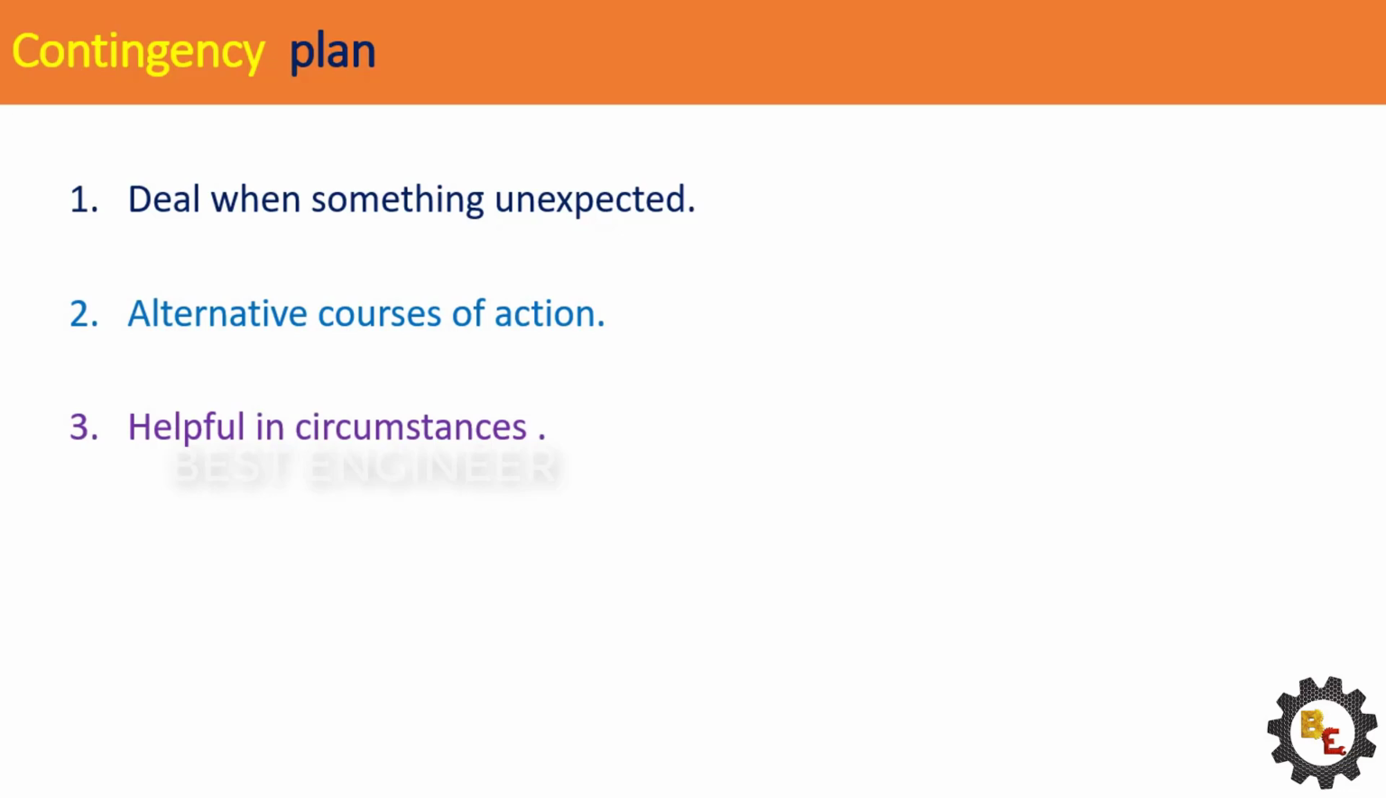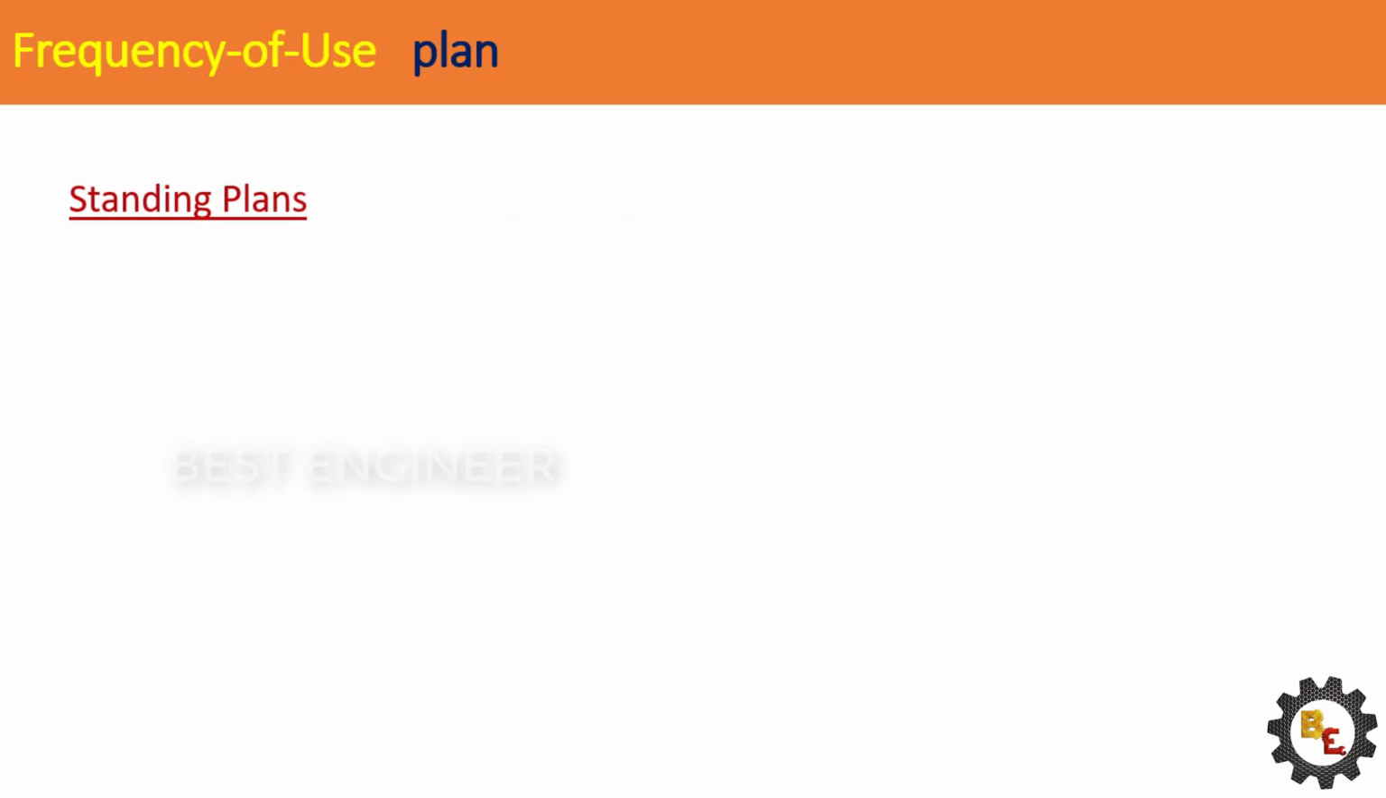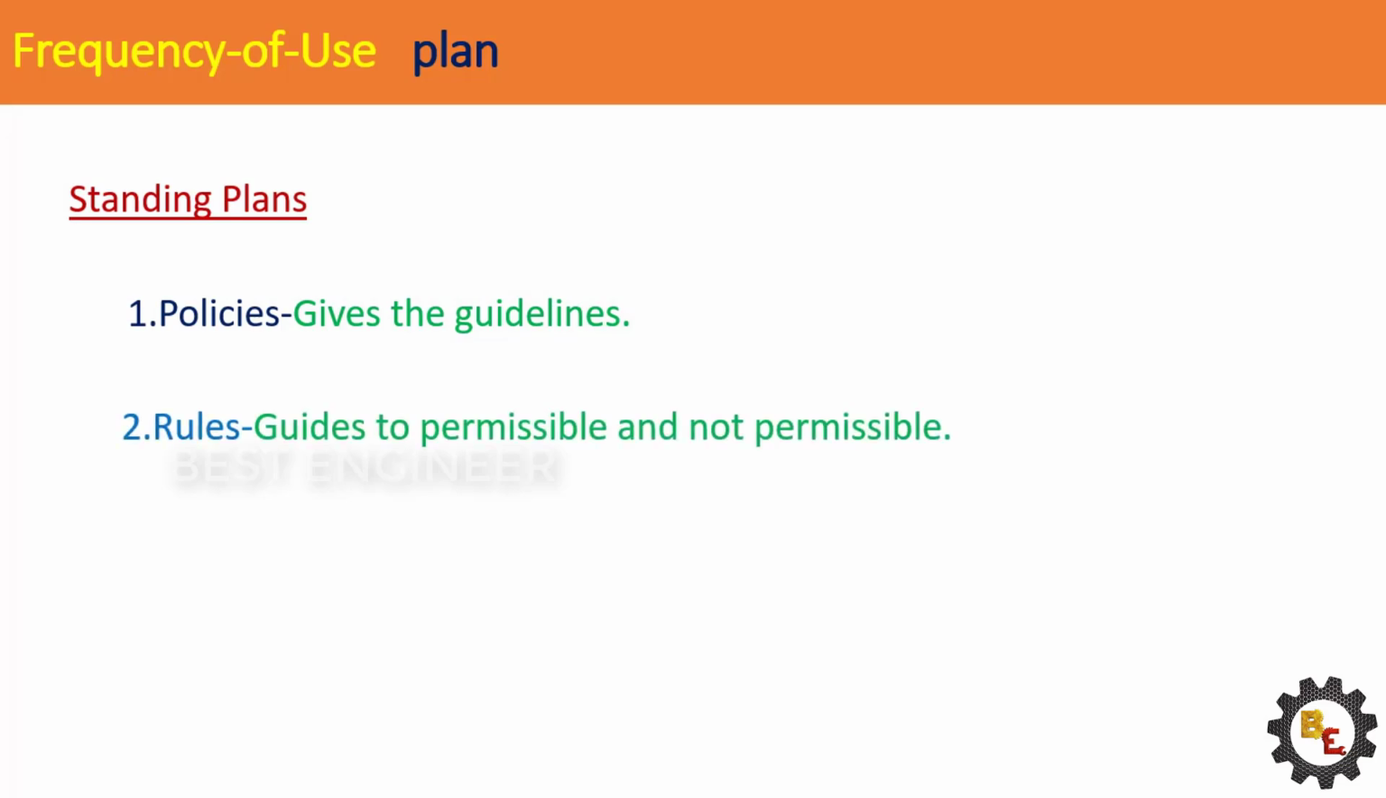Next, let us see frequency of use plans. First, standing plans. As stated earlier, in standing plans there are three plans. First one is policies. Policies give the guidelines to achieve the targets as per government program. Second one, rules. Rules guide what is permissible and what is not permissible. And third one, procedures. Like rules, they guide action, and specify a series of steps that must be taken in the performance of a particular task.